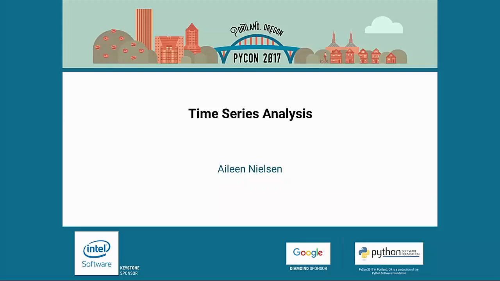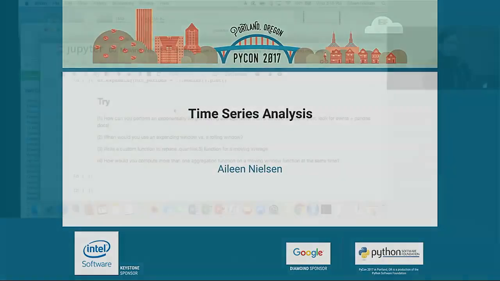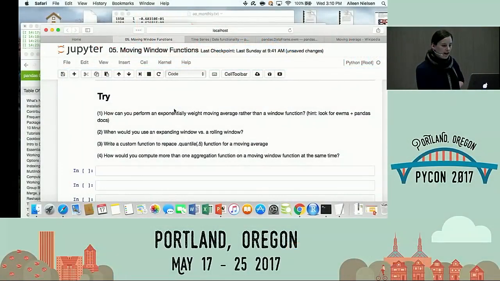As a reminder, we had 4 questions we wanted to take a look at during the break. The first one is, how do you perform an exponentially weighted moving average? You could code it up as a lambda function. You probably don't want to because that seems like a lot of work. This is something that is common in a lot of disciplines.